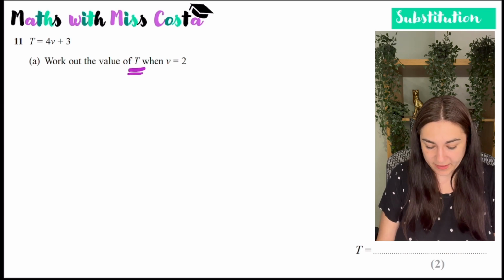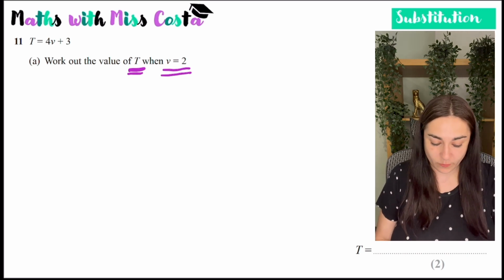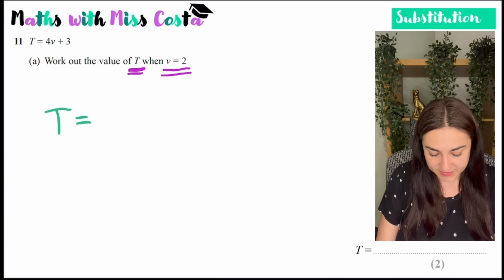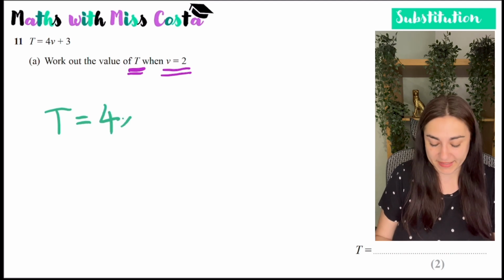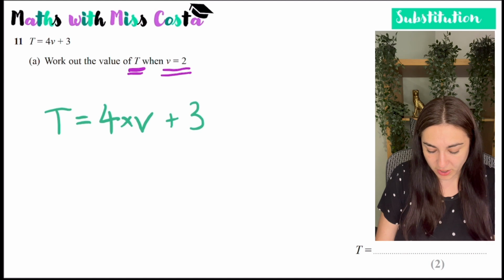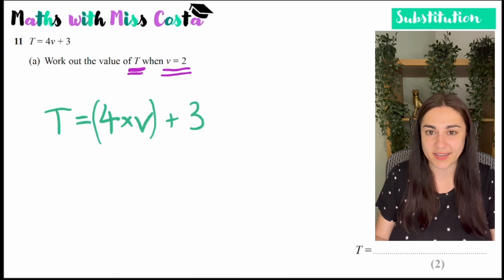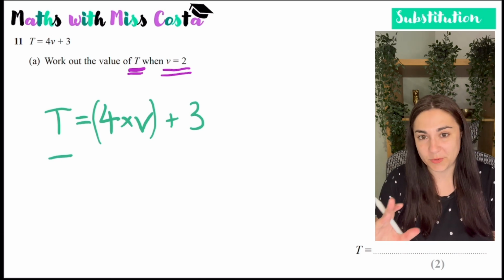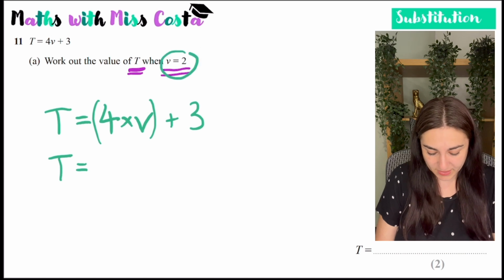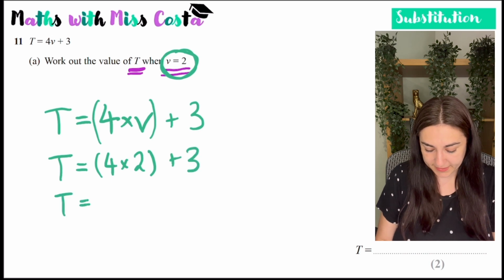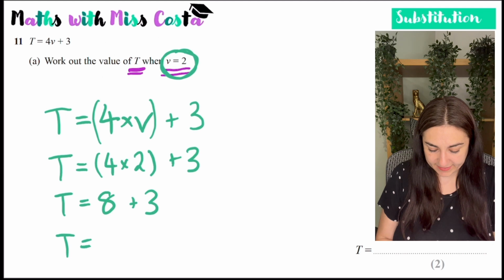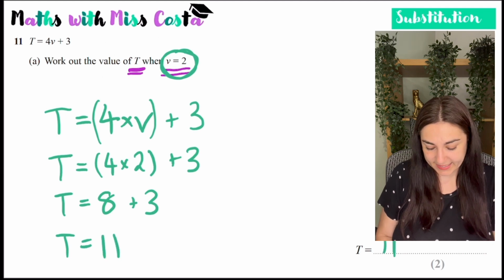Okay, next I have to work out the value of t when v is 2. So this is a substitution question, and it's always really helpful to actually write down what the formula means. So t equals 4v plus 3, and for 4v, when a number and a letter are next to each other in algebra, it means they're being multiplied. So t equals 4 times by v plus 3. And you might just want to put it in brackets just to indicate that that's what you do first, because using BIDMAS, you always do multiplication first. Well, before addition anyway. So I know that v has a value of 2, so I could write that as 4 times 2 plus 3, and 4 times 2 is 8, and then 8 plus 3 is 11.